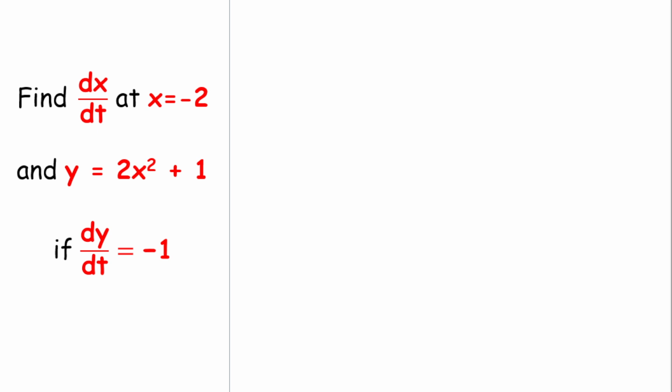Find dx/dt at x equals minus 2 and y equals 2x squared plus 1, if dy/dt is equal to minus 1. Okay, let's see here. Let's start from this function. You should always start with the function here. So we will have y equals 2x squared plus 1.